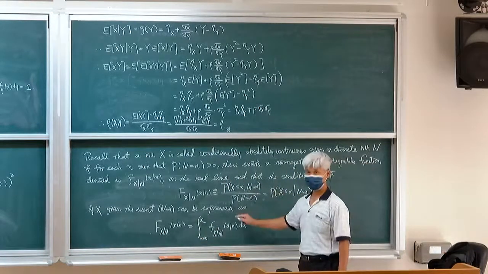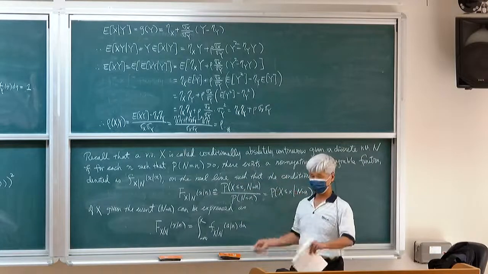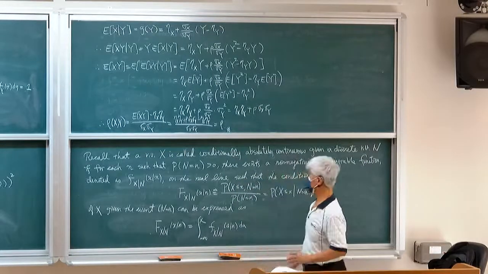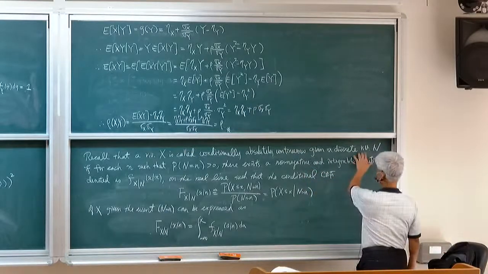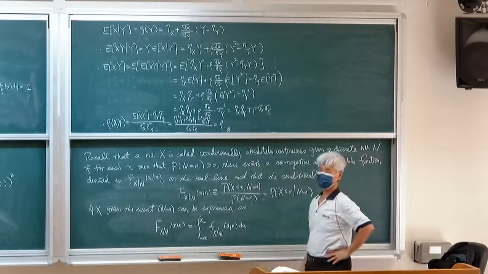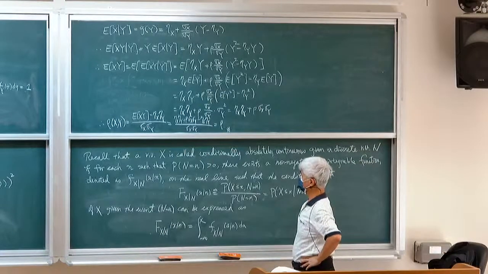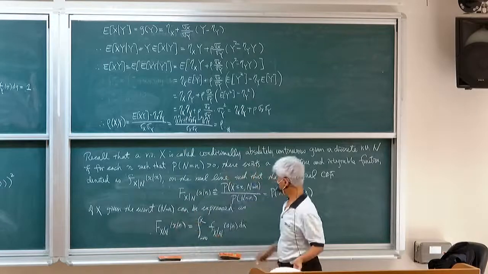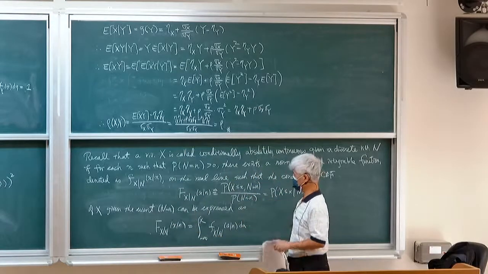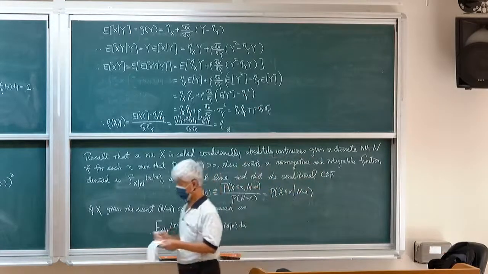So we defined that before, right? We say a random variable is conditionally absolutely continuous given a discrete random variable. So of course this random variable X must be continuous.